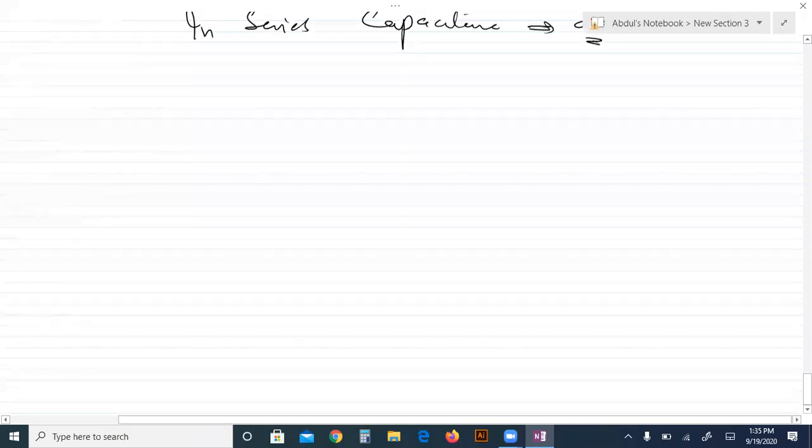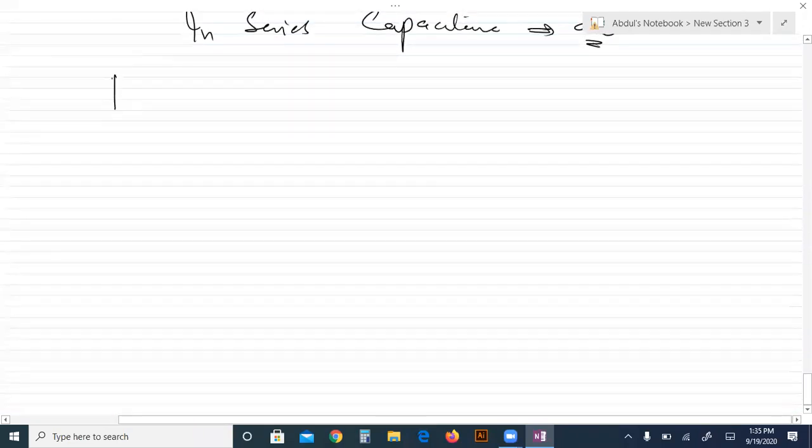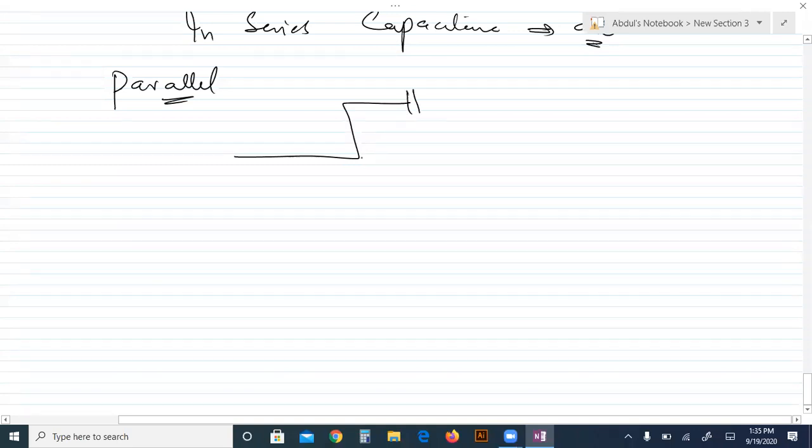Now move to the parallel combination. Suppose 3 capacitors are connected in parallel.